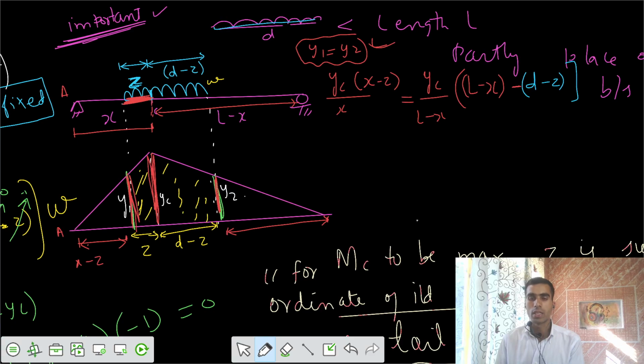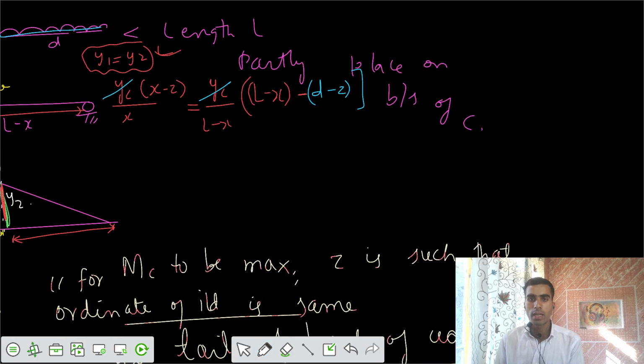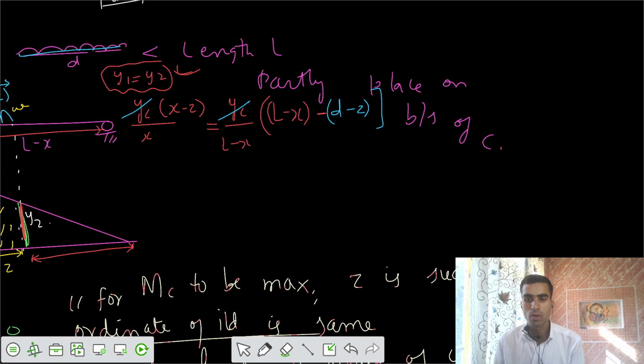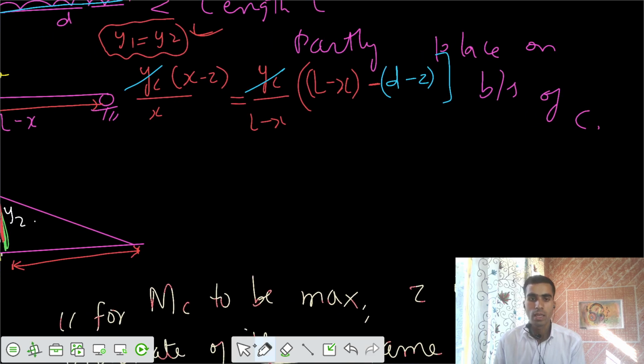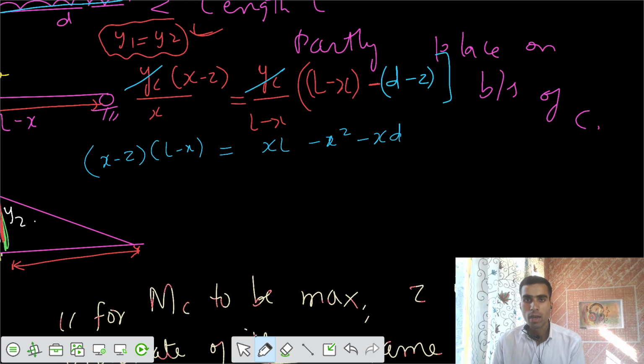So I have this equation. Now we can simplify it. Let's try to simplify it. I would write X minus Z into L minus X equals X times L minus X square, and then this one is negative, so finally it becomes negative XD, and minus becomes plus Z into X, so plus X into Z.